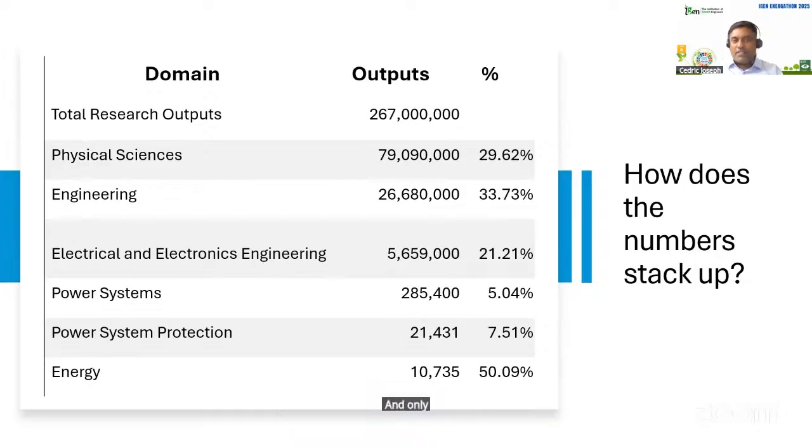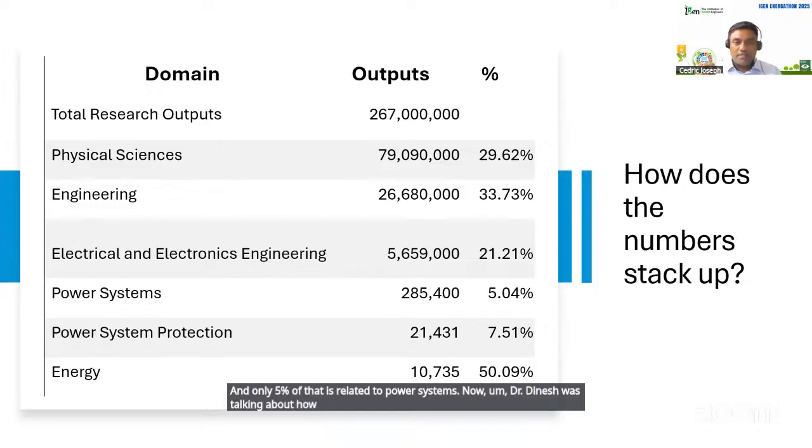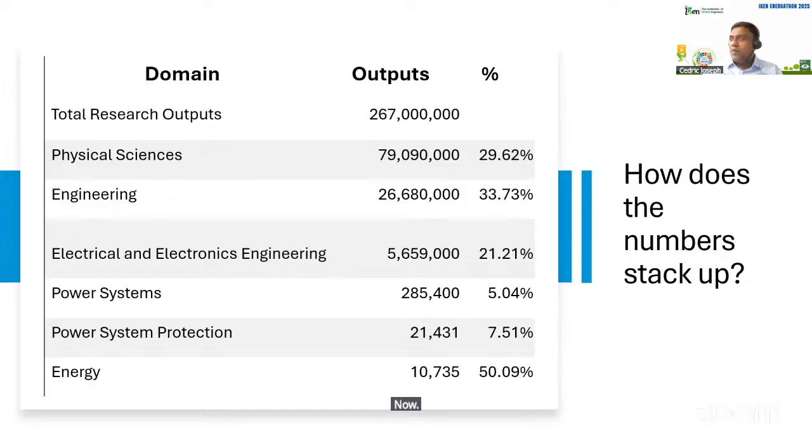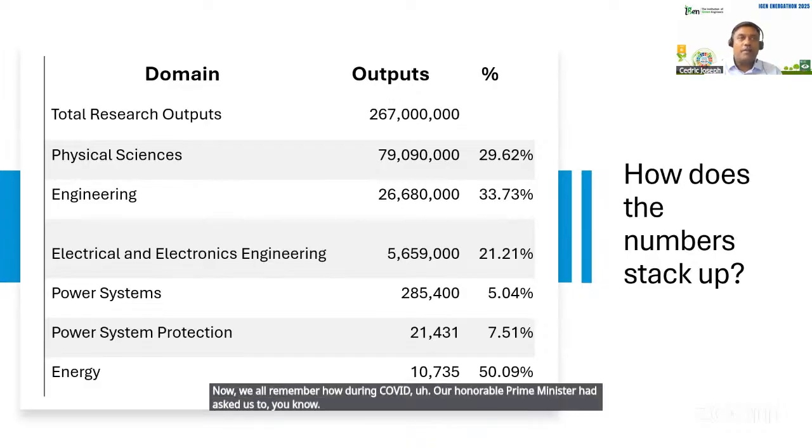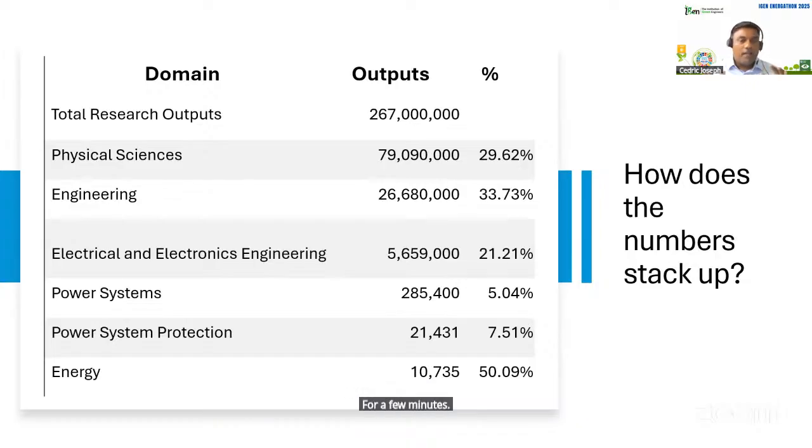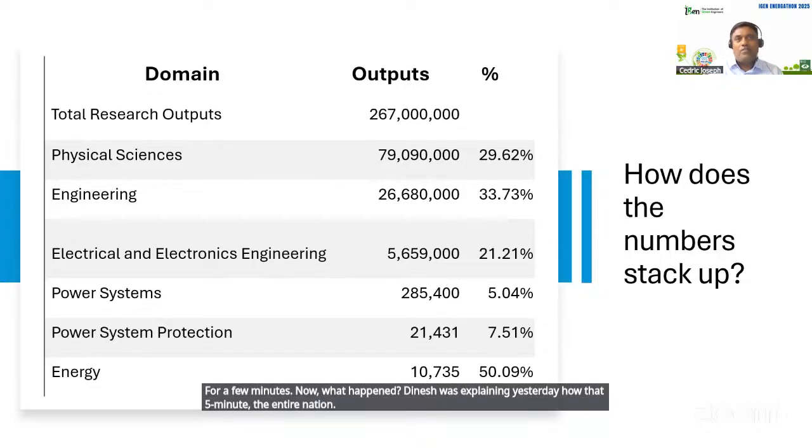And only 5% of that is related to power systems. Now, Dr. Dinesh was talking about how power systems is a niche area, but a very critical area in ensuring availability of power. Now, we all remember how during COVID, our honorable Prime Minister had asked us to cut the lights for a few minutes. Now, what happened? Dinesh was explaining yesterday how for those 5 minutes, the entire nation shut down their power.